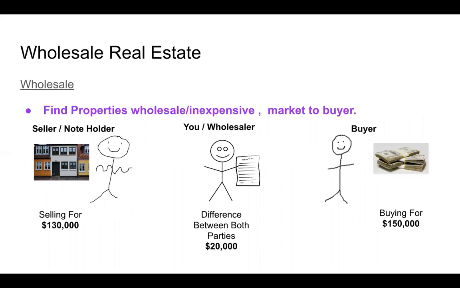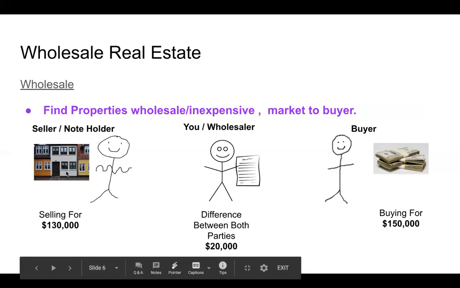Next is wholesale real estate. Now, this is going to be a little bit more complex than what you're used to seeing. Wholesale real estate essentially is when you find properties that are inexpensive, at a wholesale price, and you market it to a buyer to purchase, okay? Now you're thinking, why in the hell would I do something like that? Well, it works like this. Let's see over here, you have the seller, right? And he's a note holder, which means he owns the home. He has the deed to the home or the apartment or the asset, okay?